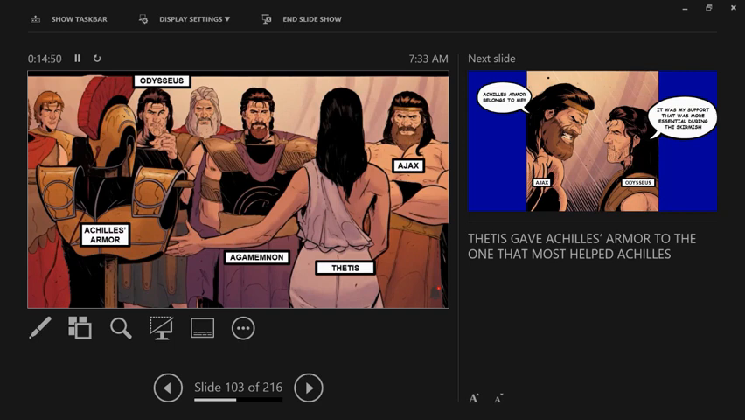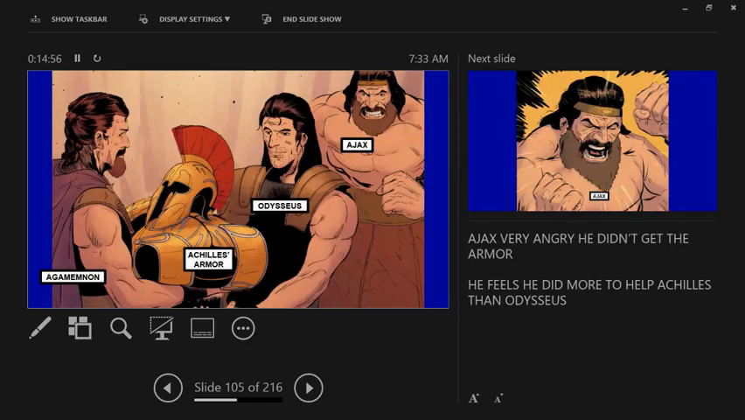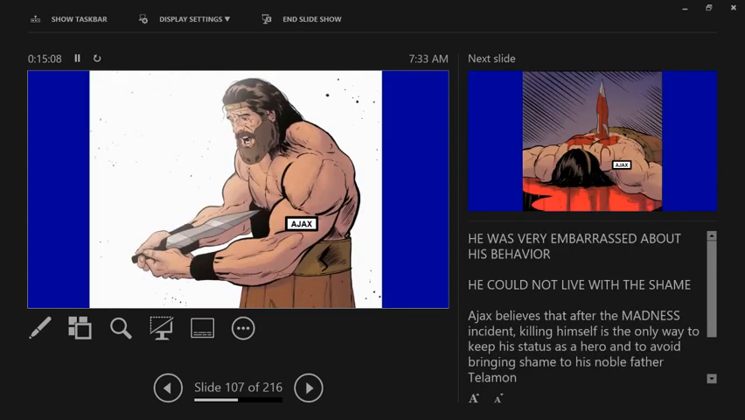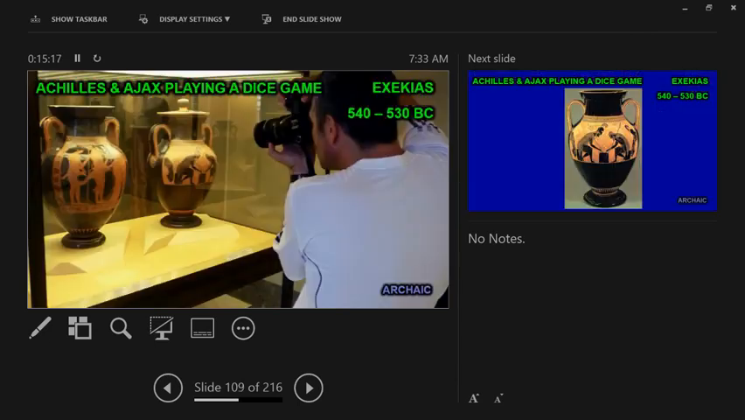Well, Odysseus is awarded the armor instead of Ajax, and Ajax is furious. In fact, Ajax goes into such a rage, he kills a few of the Greeks. And when he comes out of that rage, he is so embarrassed by his behavior that he commits suicide. All right, that is the story of Achilles and Ajax.